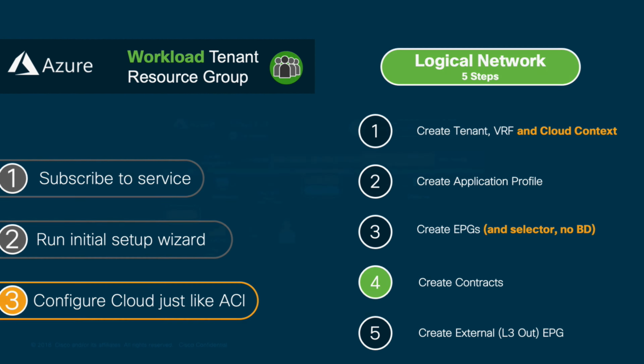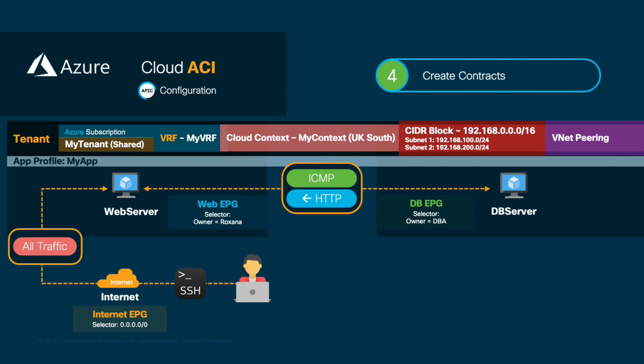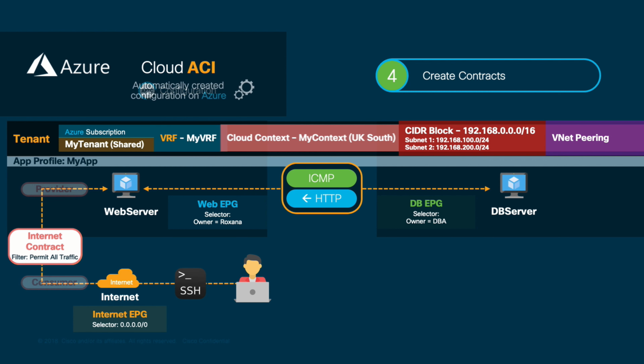In this case, we will want to allow all traffic coming from the internet to access our web server instance. Therefore, the consumer will be the internet and the provider will be the web EPG. And this configuration should result in automating the right network security group rules on Azure.